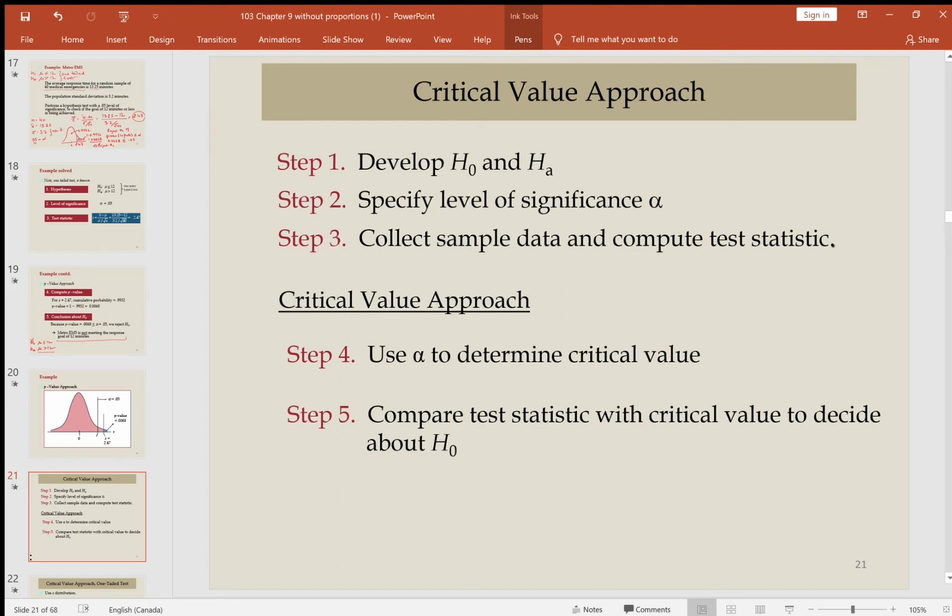The first three steps are the same. Develop null and alternate, which we've already developed. The null was mu less than or equal to 12. Alternate was mu more than 12. Level of significance alpha is 0.05. Remember, it's a one-tailed test. Collect sample data. Let's say we already collected the sample data and computed a test statistic. So our test statistic, or z calculated, was 2.47. Now in the critical value approach, we will use alpha to determine critical value. Now alpha is 0.05, right?